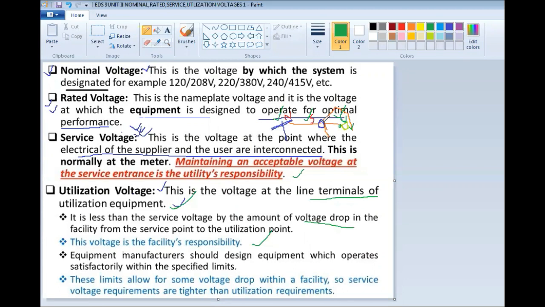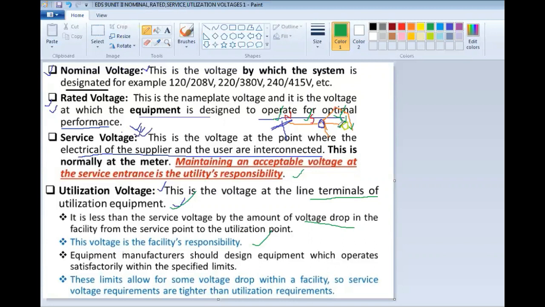After that, inside the house, it is your responsibility. You have to maintain the proper voltage inside the house without much voltage drop. So it is the responsibility of the facility, that is, the customer itself. And equipment manufacturers should design equipment which operates satisfactorily within the specified limits.